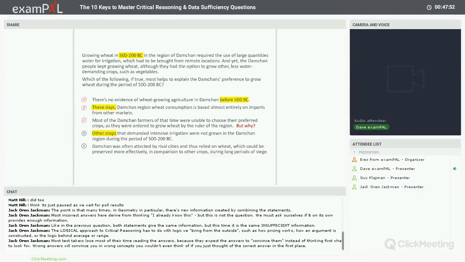What about answer choice D? Other crops that demanded intensive irrigation were not grown in the Damchan region during the period of 500 to 200 BC. Well, we don't care about other crops. We care about wheat. And so again, this isn't helpful. So using process of elimination, we realize it's going to be answer choice E. And let's actually look at it. Damchan was often attacked by rival cities and thus relied on wheat, which could be preserved more effectively in comparison to other crops during long periods of siege. So this is what we're looking for. This is a legitimate reason for wheat to be grown.